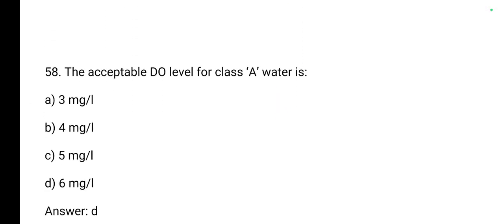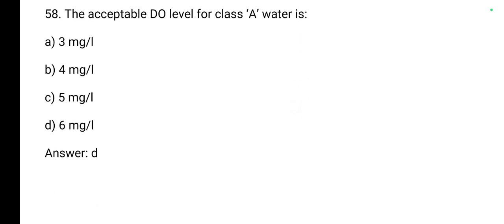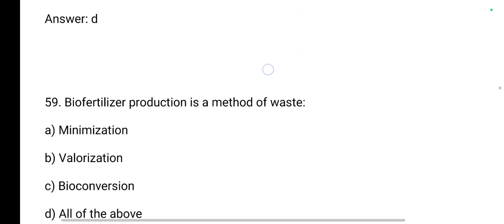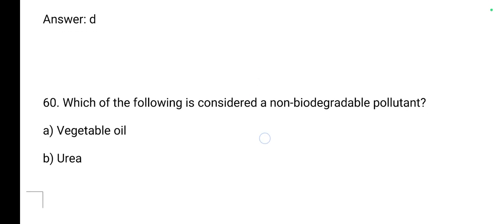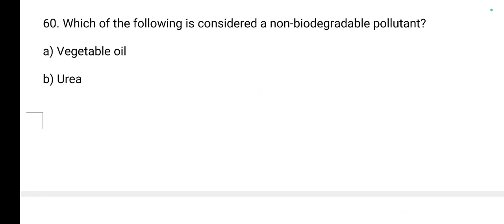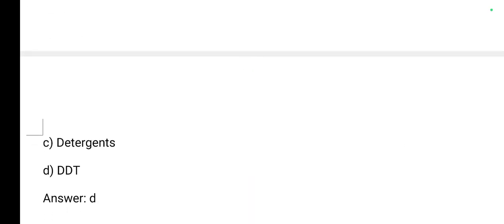The acceptable DO level for class A water is 6 mg per liter. Biofertilizer production is a method of waste minimization, valorization as well as bioconversion. All of the above. Which of the following is considered a non-biodegradable pollutant? So the correct answer will be DDT.